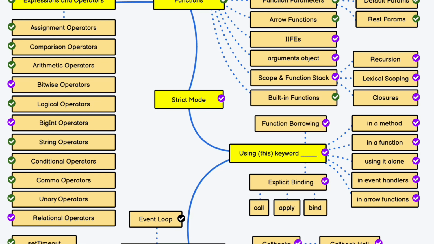This keyword is really powerful when you do object oriented programming. You have to know when to use this keyword, and how this keyword refers back to the data in the function and class constructor. It has subcategories. You have to know what this is in a method, in a function, using it alone, in an event handler, in an arrow function. When you use this keyword in each one of these conditions, it is going to behave differently, so you have to know about it.